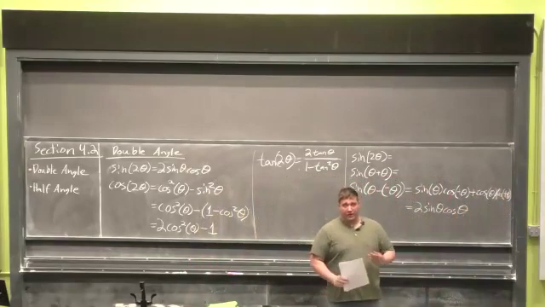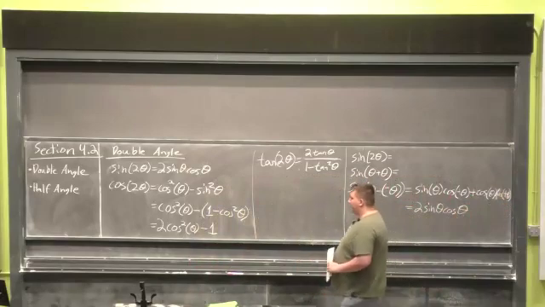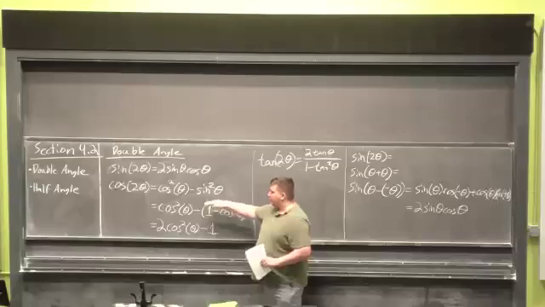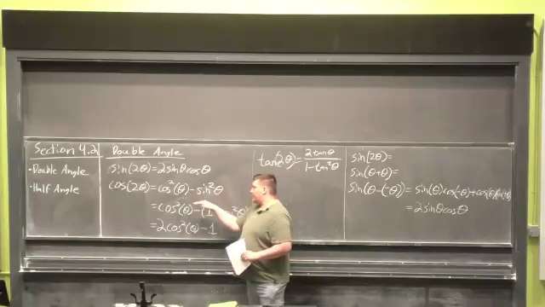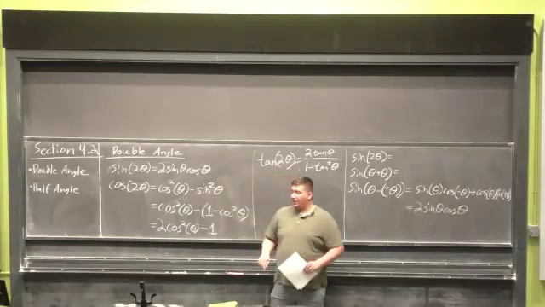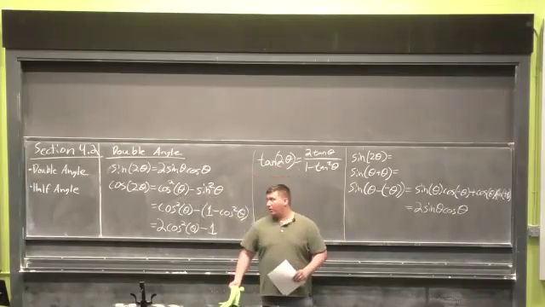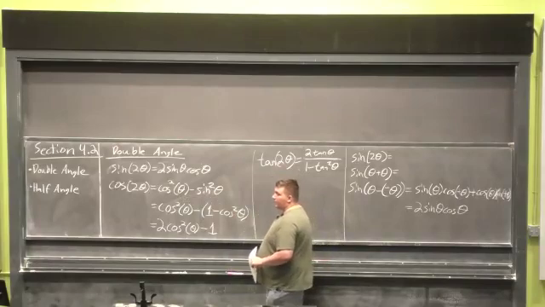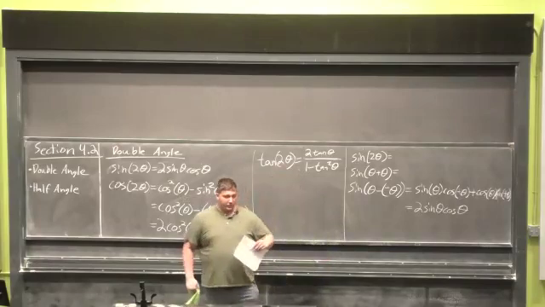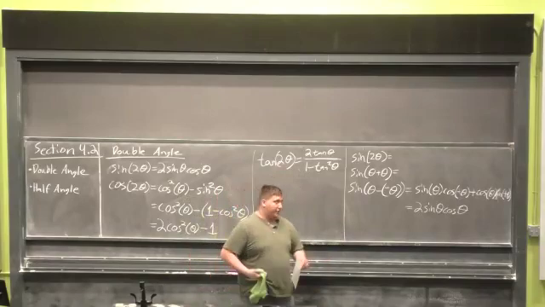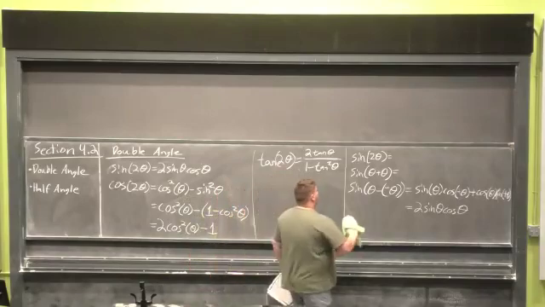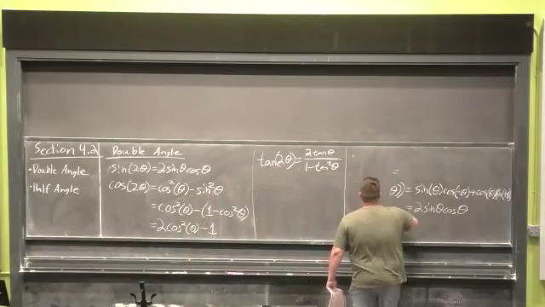So for your check on learning, I want you guys to work out how to get cosine squared theta minus sine squared theta with the cosine of 2 theta. I'll write out some of the steps. I want you to include justification for each step. So it would look like this.